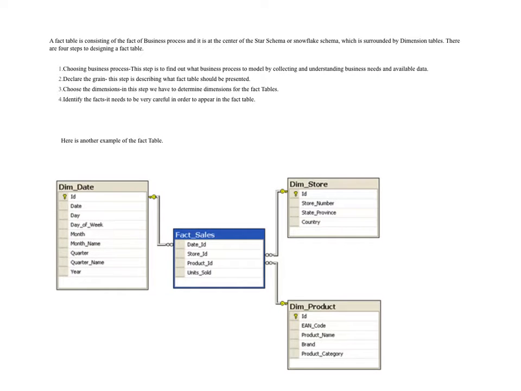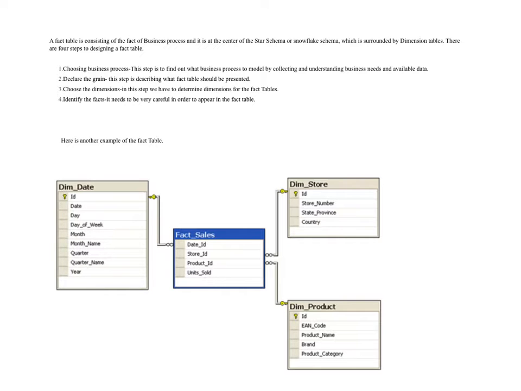There are 4 steps to designing fact tables. In the first step, choosing the business process, the aim is to find out what business process to model by collecting and understanding business needs and valuable data.